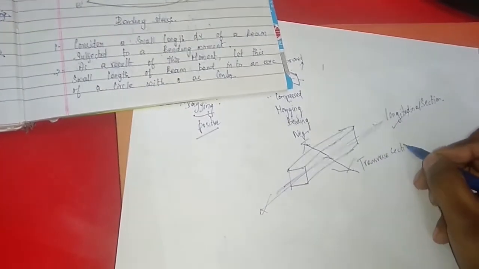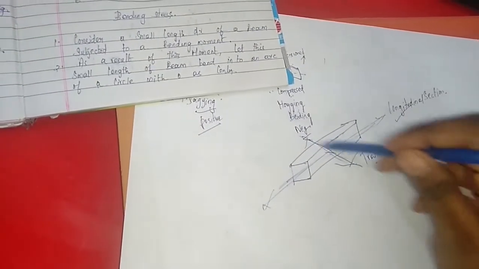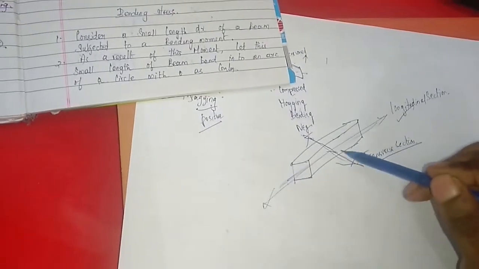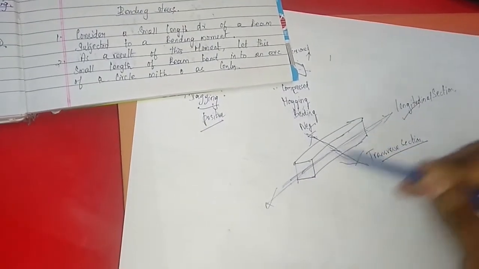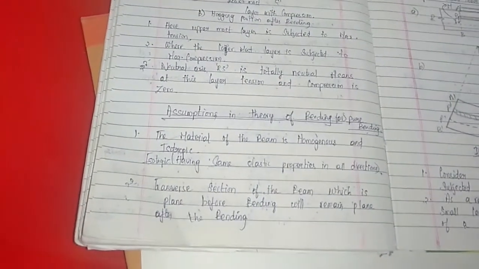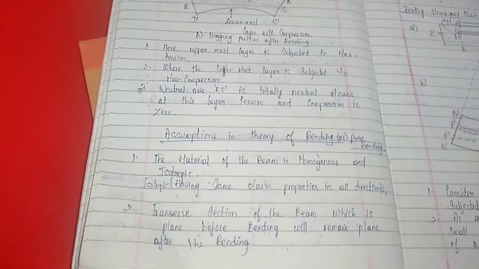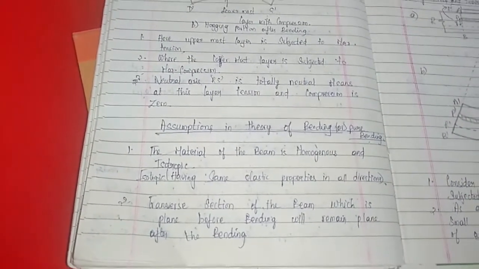So this is the difference between them. The transverse section is nothing but the section in the breadthwise direction of the beam. If you consider it lengthwise, that is the longitudinal section. So what is your second assumption? The transverse section of the beam which is plane before bending will remain plane after the bending also.